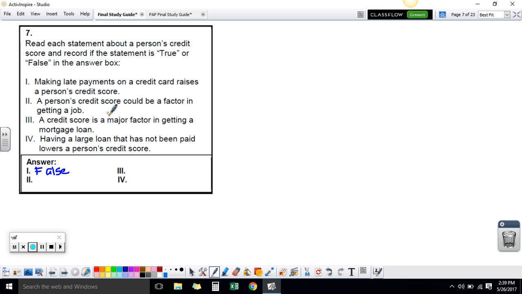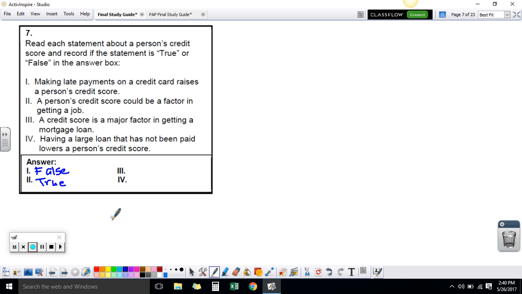Number 2, a person's credit score could be a factor in getting a job. Believe it or not, this is true, and I'll give you an example. If you are trying to get a job at a bank and you have a low credit score, they are probably not going to hire you, because a low credit score could possibly show the company that you don't pay your bills on time, maybe that you have too many loans, things that are going to affect how they feel you're going to treat their money. So number 2 is true.